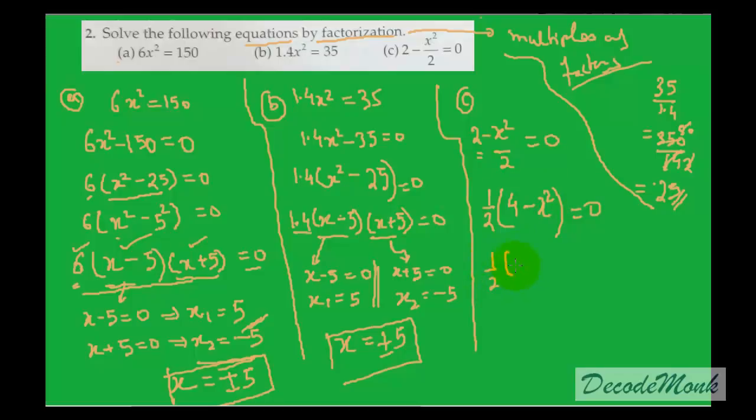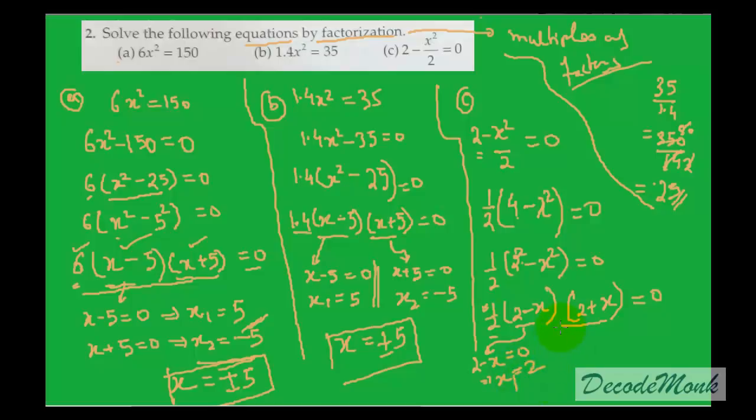So a square minus b square is a plus b into a minus b. So this is 1 upon 2 into 2 square minus x square equals 0. That gives 1 upon 2 into 2 minus x into 2 plus x equals 0. For this equation to be 0, either this or this should be equal to 0. 1 upon 2 is a constant, it cannot be 0, so either 2 minus x equal to 0, which will give you x equal to 2.